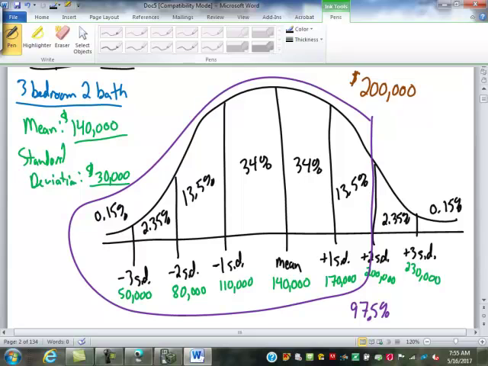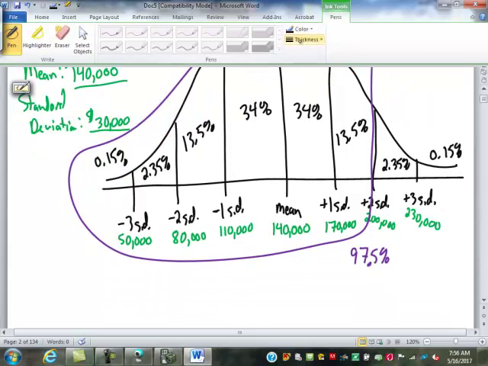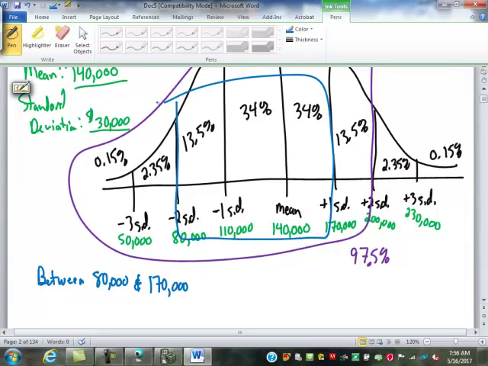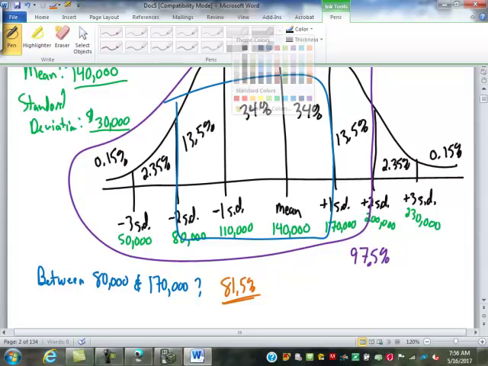In fact, this tells us a lot. If I wanted to know what percent of the houses that had sold we expect to be between, let's say, 80,000 and 170,000. Well, here's 80,000. Here's 170,000. We add those up. That adds up to, let's say, 81.5%. We expect 81.5% of houses to be in that price range. Does that make sense?